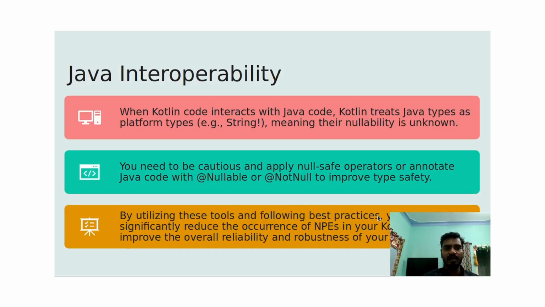Java interoperability. When Kotlin code interacts with Java code, Kotlin treats Java types as platform types, meaning that the nullability is unknown. So we need to take some special care and apply null-safety annotations in Java code. We use @Nullable and @NotNull to improve the null safety of Java code. By utilizing these tools and following best practices, we can significantly reduce the occurrence of NullPointerException in Kotlin code and improve the overall readability and robustness of the application.